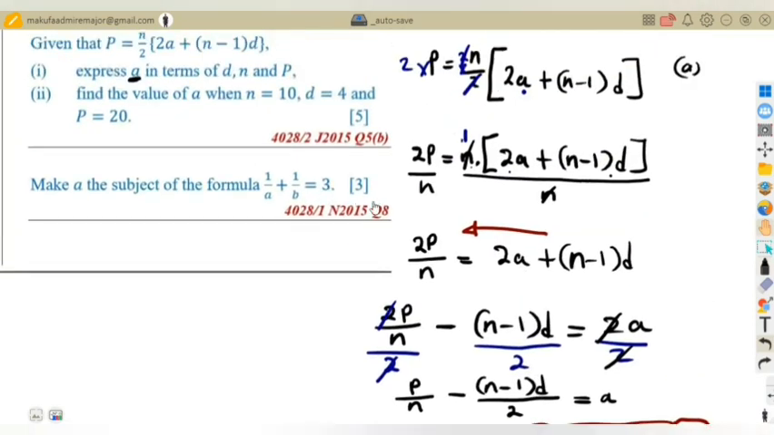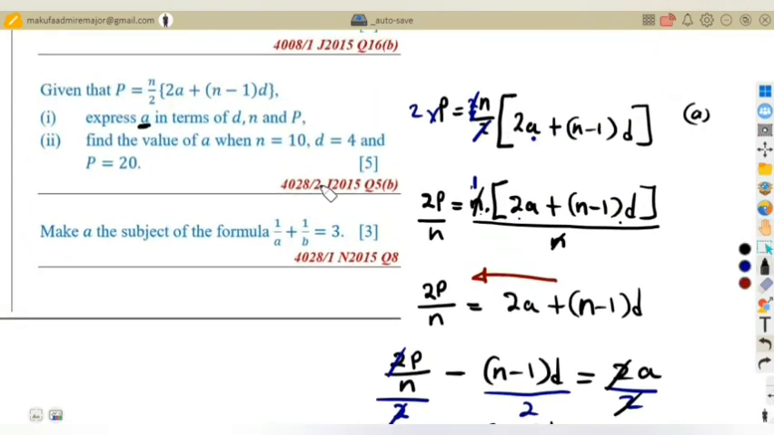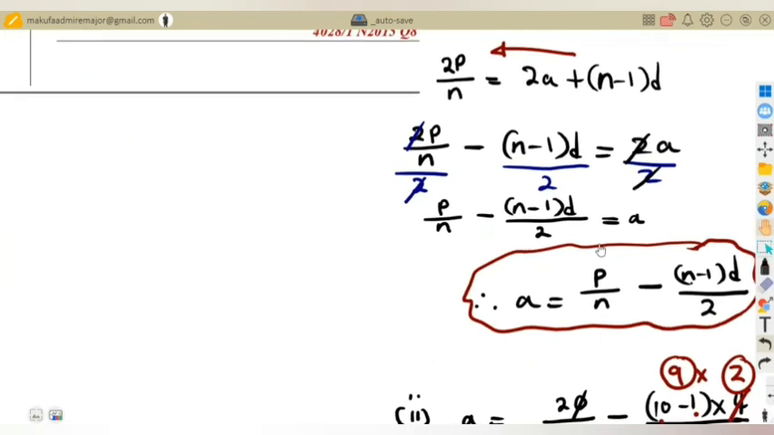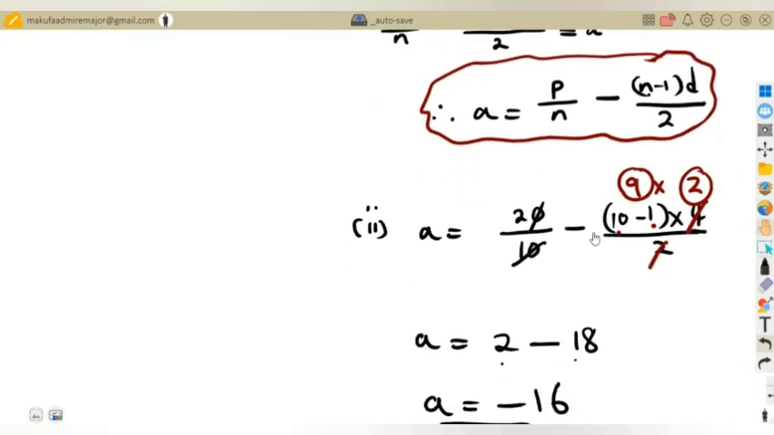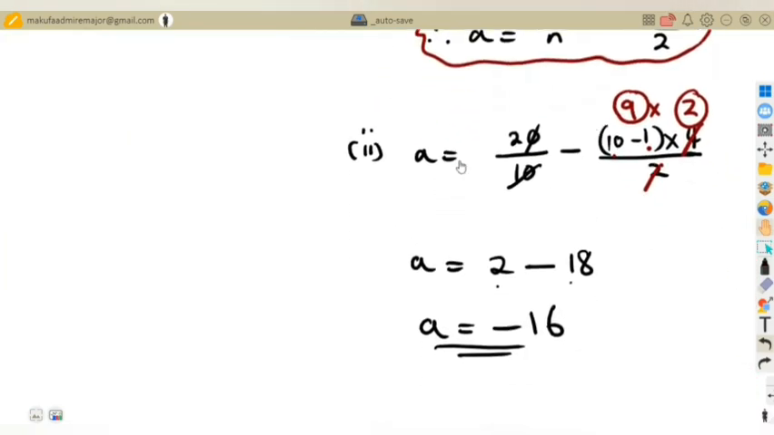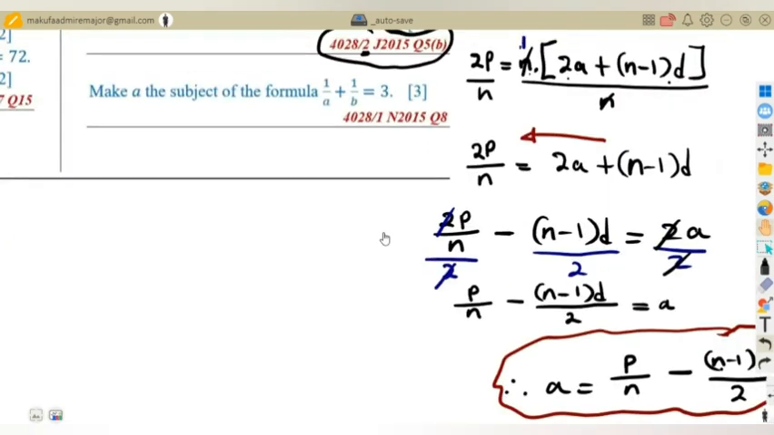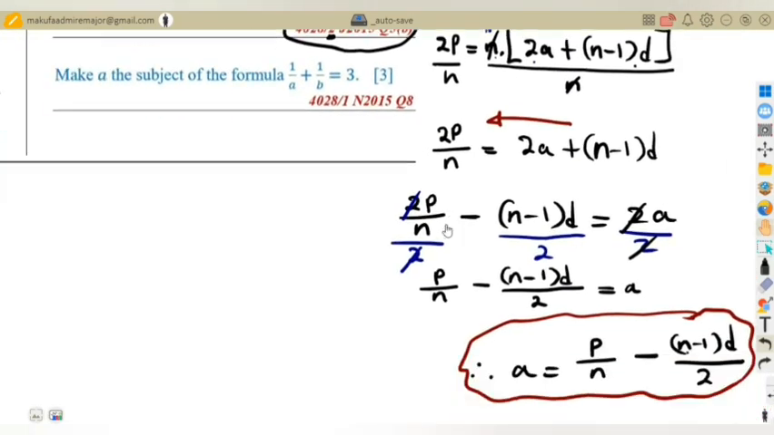This was paper 2. Once you substitute, use your calculator because this is paper 2. But for the sake of simplification, maybe it was in paper 1. This is what you can do in short when you are dealing with this type of question.